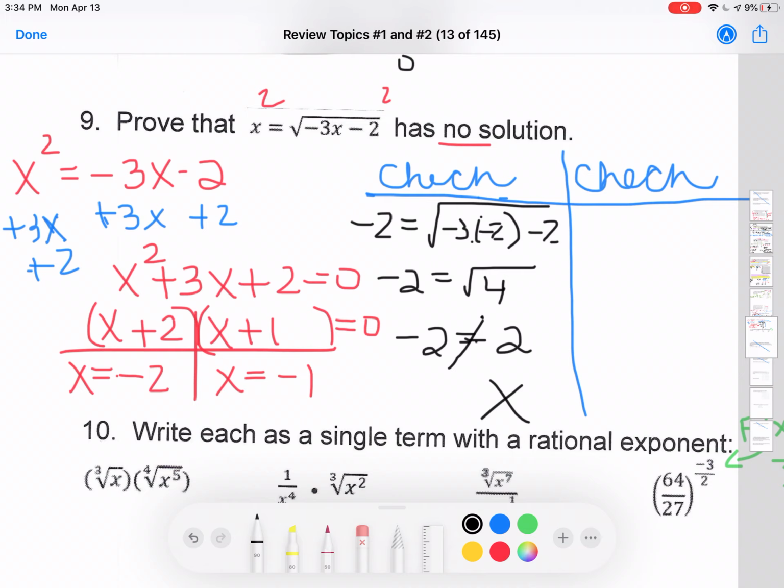Okay, and then let's take negative 1 and plug it back in. So negative 1 equals the square root of negative 3 times negative 1 minus 2. Negative 1 equals the square root of 1. Again, this is the principal square root, right? The square root of 1 is 1. So this is not a true sentence. Therefore, all of this work is proving that it has no solution. All right, so that one will be done.